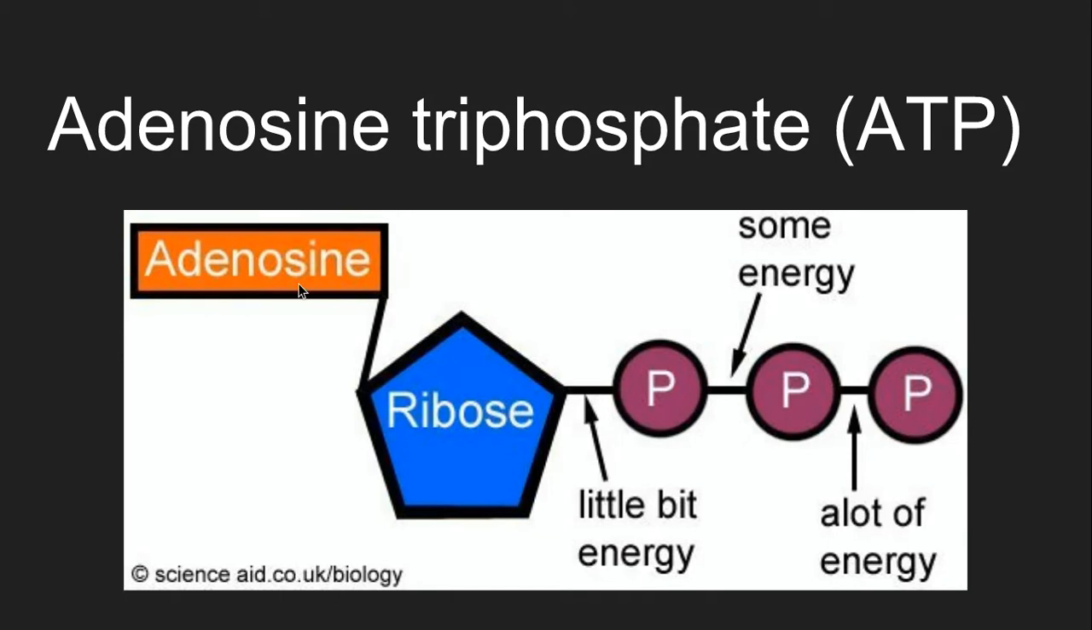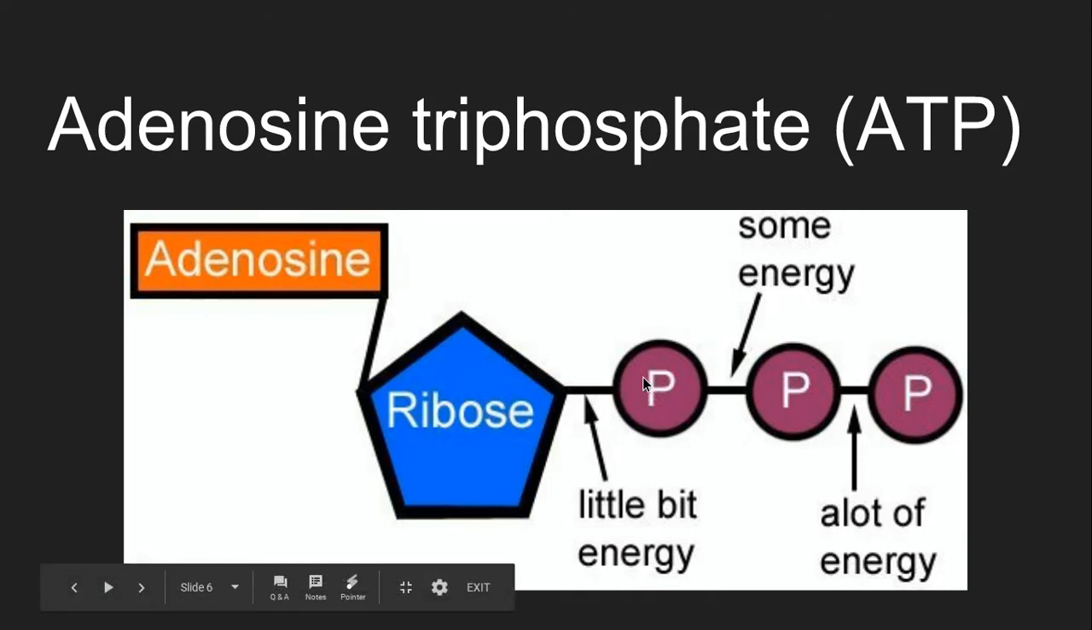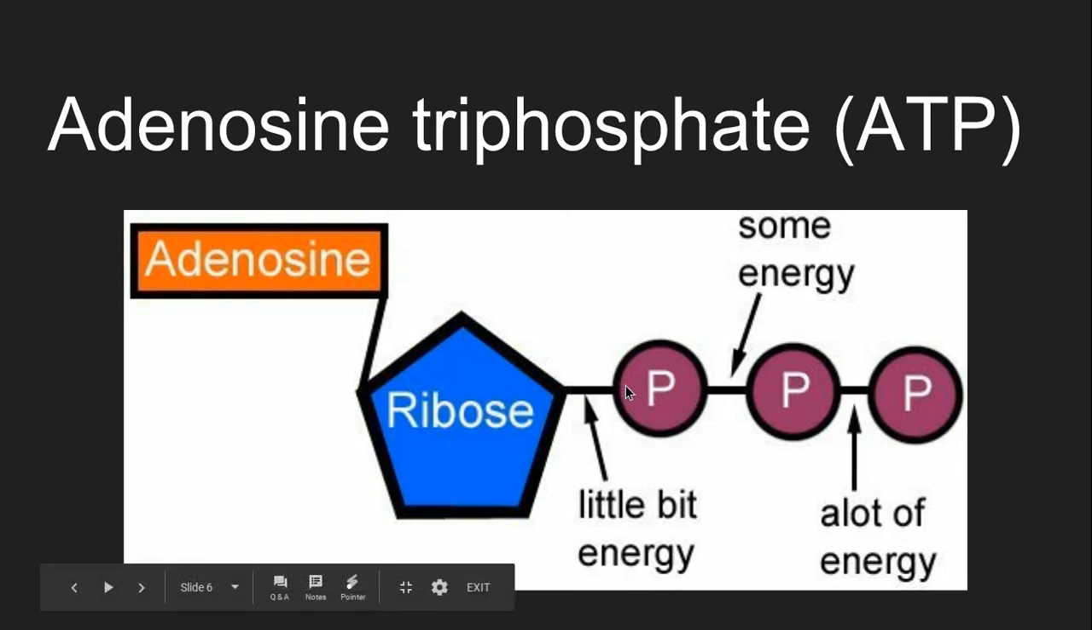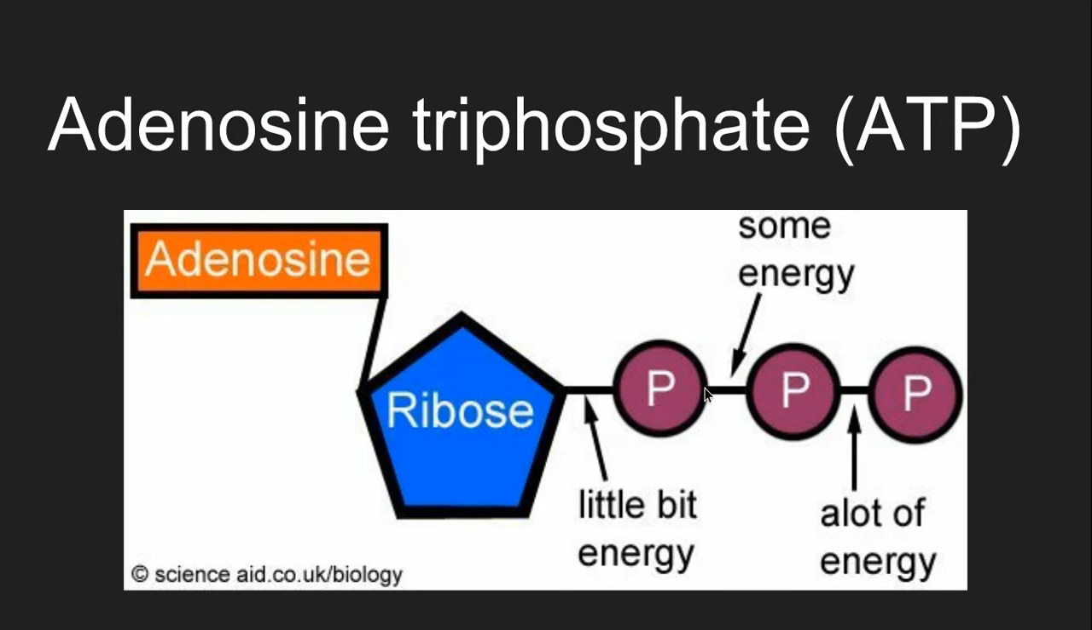So over here we have our adenosine molecule, a ribose, which is a fancy word for sugar, and 1, 2, 3 phosphate groups. The energy in this chemical energy, ATP, is actually held in between the bonds of these phosphate groups. So between the ribose and the first bond, we have a little bit. Between the first and second, we have a little bit more. And then the second and third, we have the most energy.